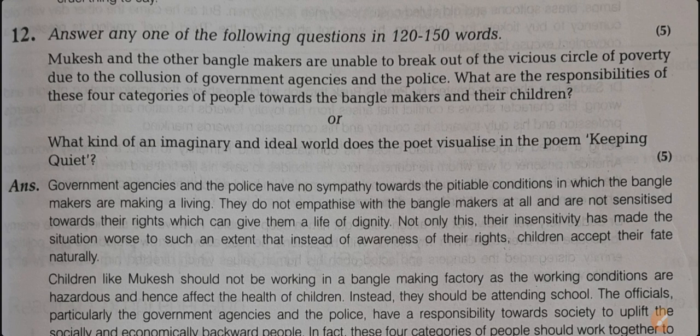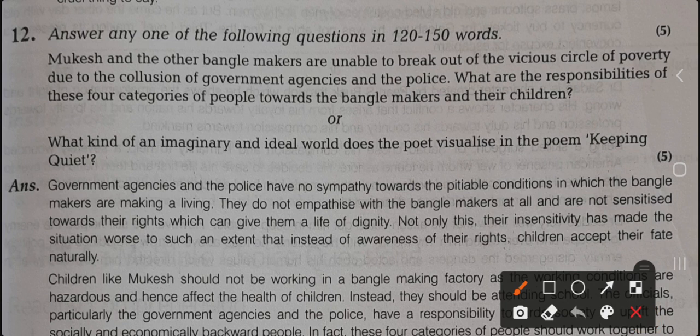So Mukesh belonged to the family of bangle makers, and he was unable to break that circle just because of the government agencies and the police and the middlemen. Now, this is a statement. Alright, children. So, if this kind of question is there, what is this?